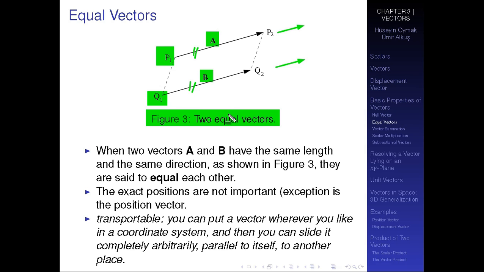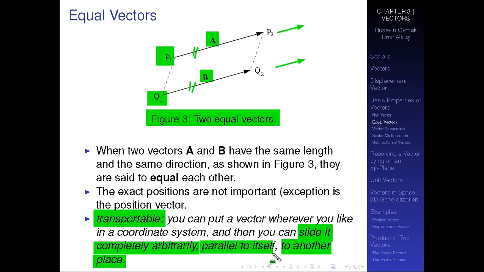This is so since vectors are transportable, and any vector can be slid completely arbitrarily to another place, keeping the direction and magnitude the same.